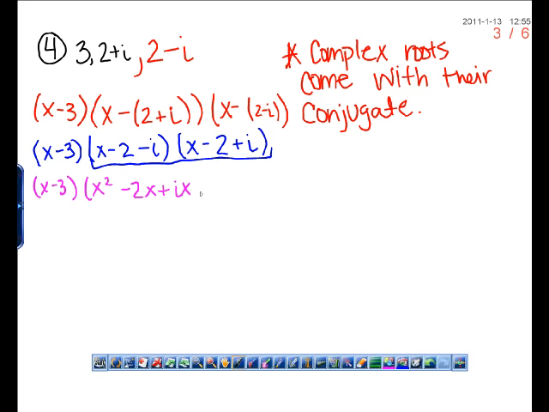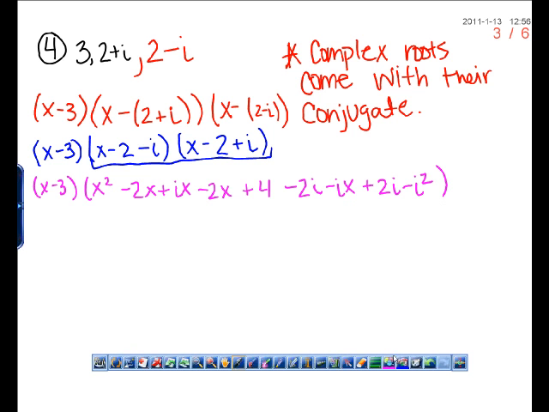Now distribute your negative 2. Negative 2 times x is going to be negative 2x. Negative 2 times negative 2 is plus 4. Negative 2 times i, negative 2i. Now what are we distributing? We're distributing our negative i. So negative i times x is just negative ix. Negative i times negative 2? 2i. Negative i times positive i, negative i squared. All right.